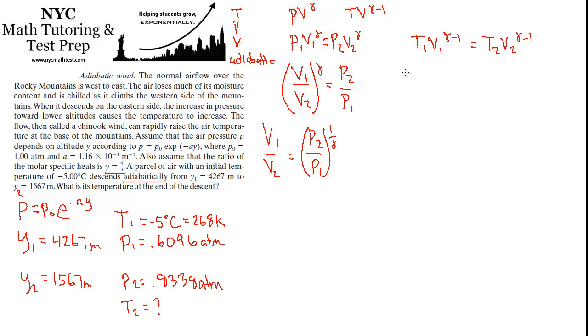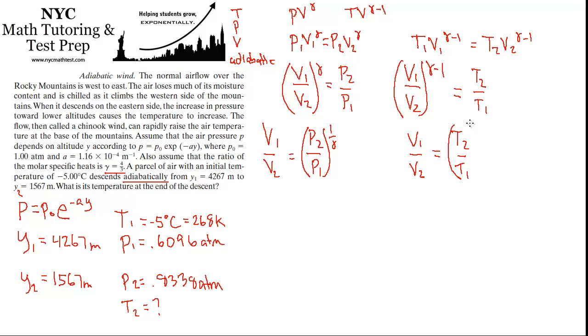Let's do something similar here. We'll divide by V2 to the gamma minus 1 on the left side, so that we get V1 over V2 to the gamma minus 1. And we'll divide by T1 on the right side, so T2 over T1. And now we want to get V1 over V2 by itself, so we will raise both sides to the 1 over gamma minus 1. So T2 over T1 to the 1 over gamma minus 1. And now we can relate these two, because V1 over V2 must equal V1 over V2. So we can relate this pressure expression to this temperature expression directly.